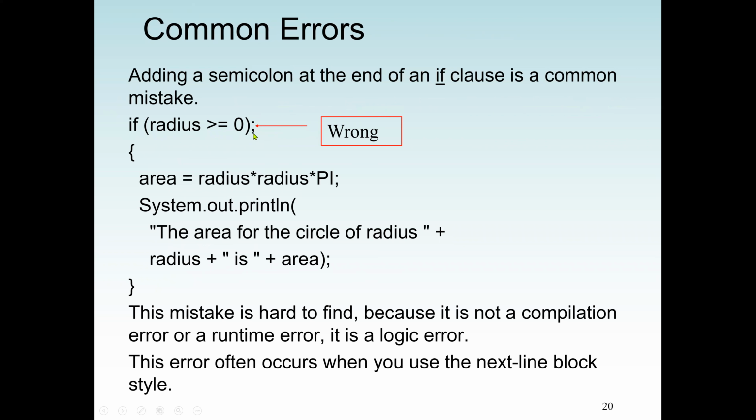Now, this is one of the common errors we make. We say if radius is greater than or equal to 0, this is a condition, it's not a statement. So we cannot end it with a semicolon. Anytime we write a statement with if or if else or any condition, again, we don't end it with a semicolon because it's a condition, it's not a statement.